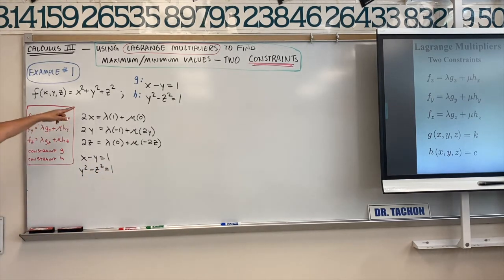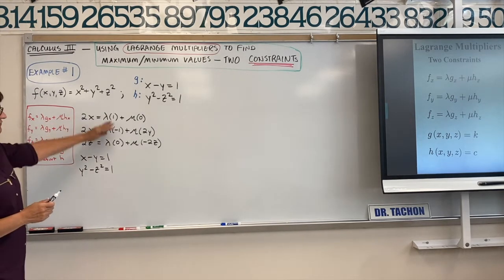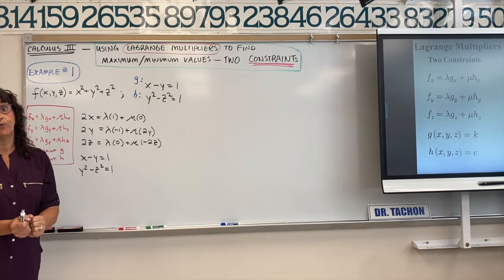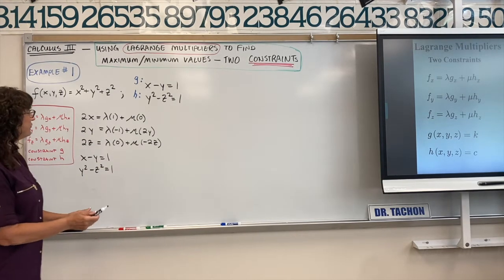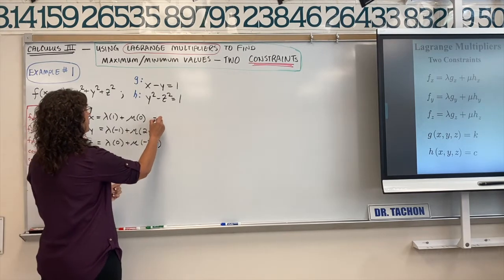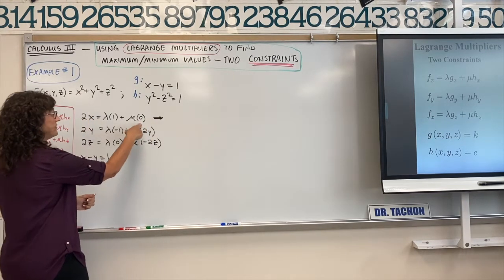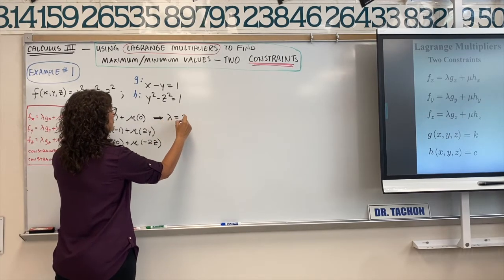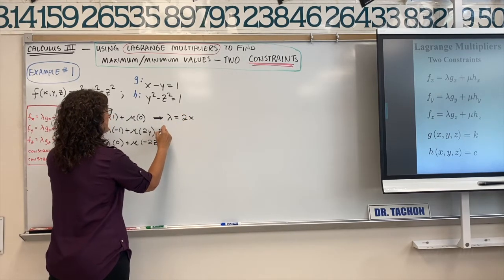So we have to solve this system of equations. We have all 5 of these at our disposal to figure out where our critical points are. Let's see if we can simplify this a little bit. Because mu times 0 is 0, we have lambda equals 2x for this equation.